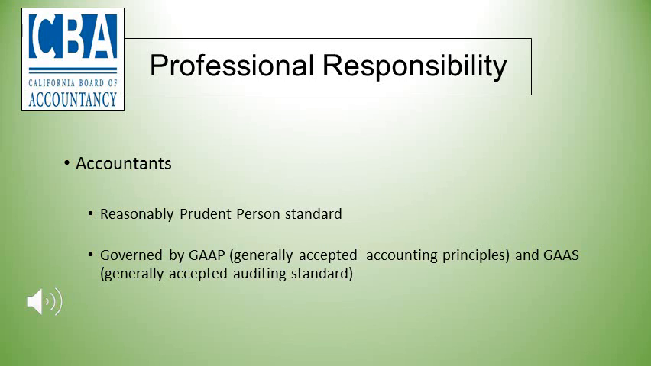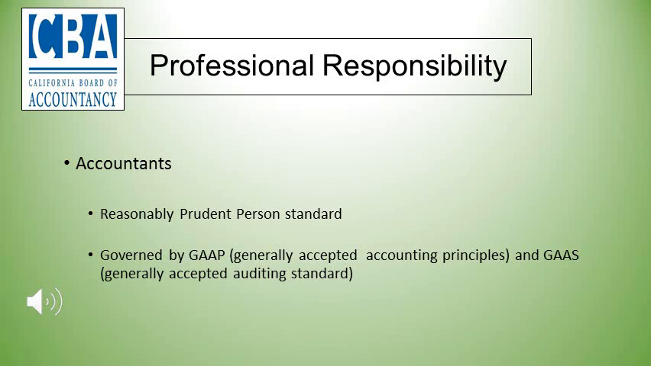Here we look at the Reasonably Prudent Person Standard, the RPP standard. Now you're going to hear me say that quite a bit throughout the course of the semester. But basically in this context, the Reasonably Prudent Person Standard for an accountant is what would an accountant do in the same or similar circumstances? So if you were an accountant and you were presented with a certain situation, what would most accountants do in that situation? That is the RPP standard.